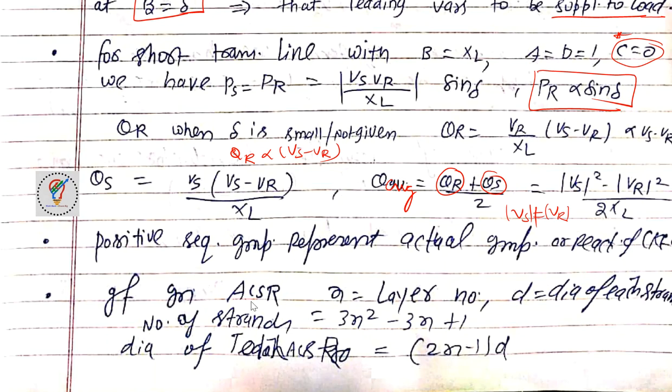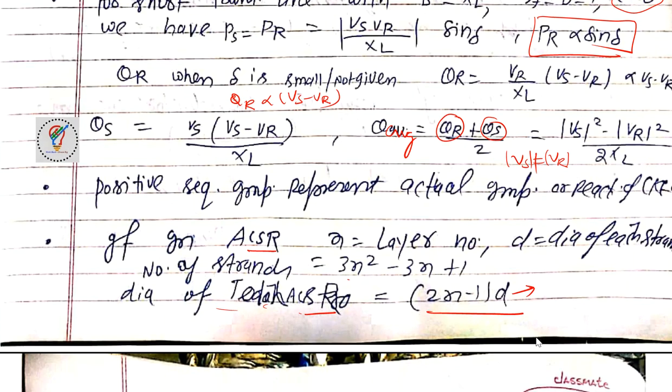In case of ACSR, aluminum conductors steel reinforced, N is the number of layers, and d is the diameter of each strand. Total number of strands in the group of conductors is 3n square minus 3n plus 1, and the overall diameter is equal to (2n minus 1) times d, where d is the diameter of each strand.